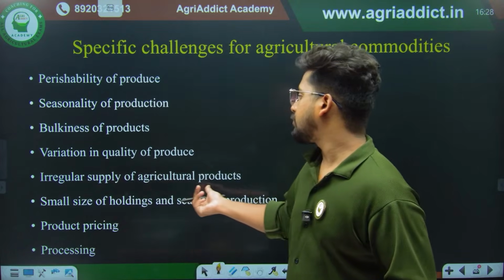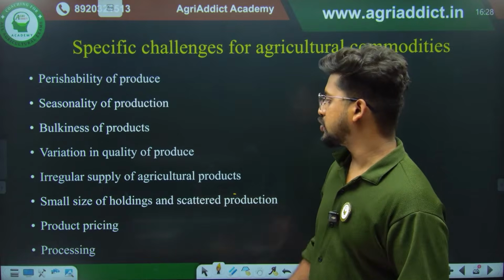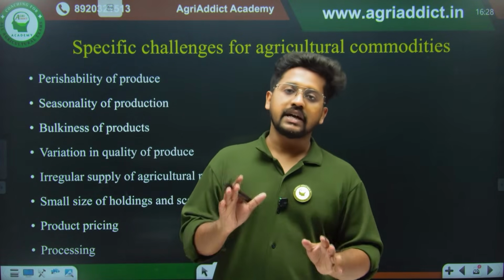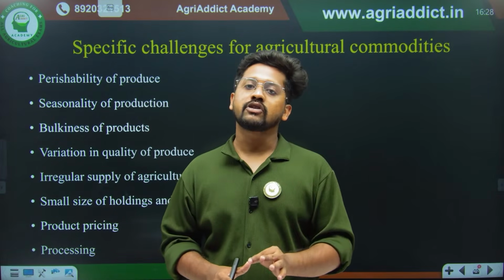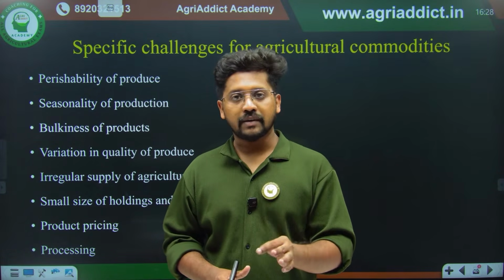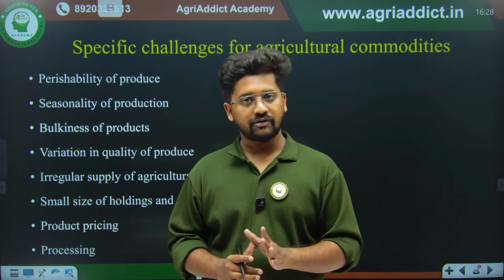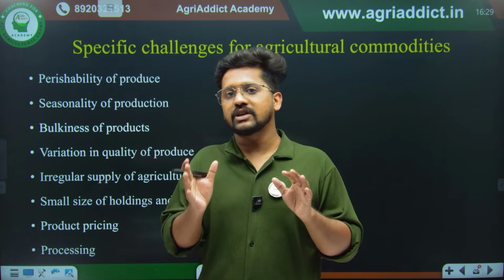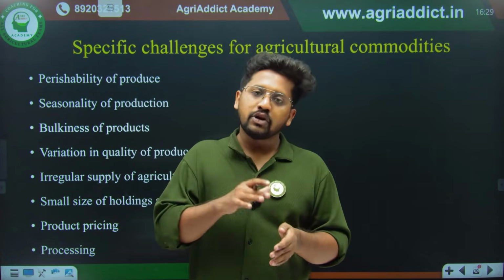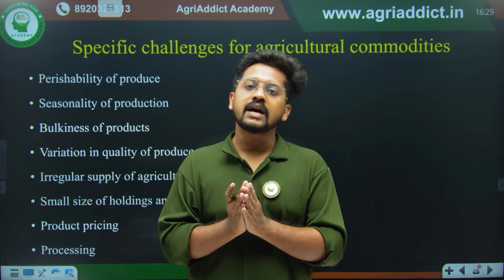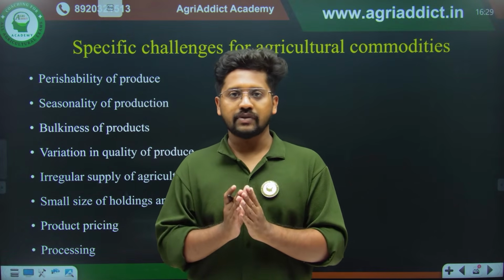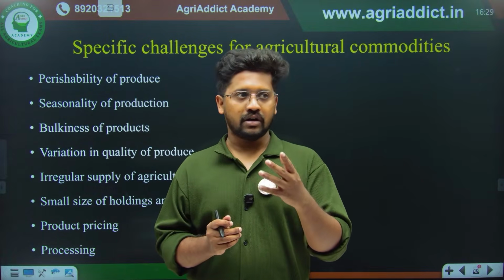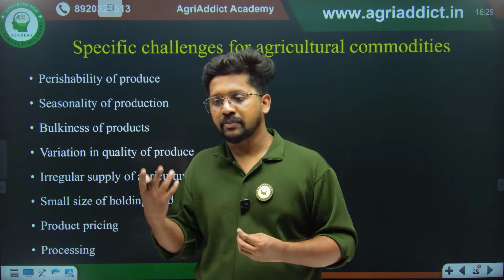So therefore, irregular supply of agriculture products can be an issue. Then small size of holdings and scattered production, especially in the case of India, more than 70% of the producers or farmers are small and marginal farmers who have less than 2 hectares of land. So the scale of production will be much lesser, and many of the small and marginal farmers are following subsistence farming, right?